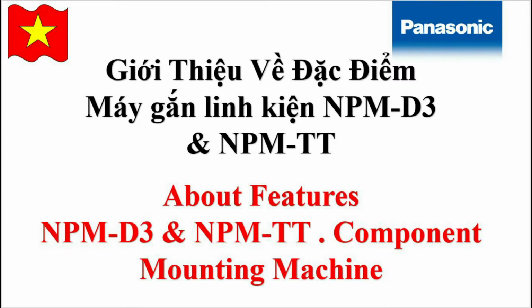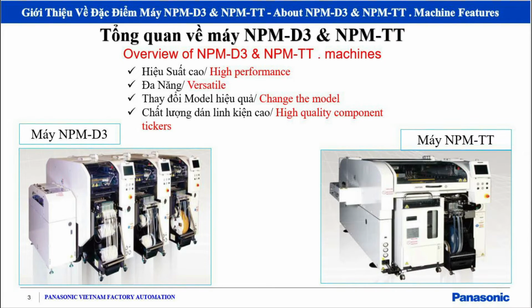And now we will come to part 1, giving an overview of the Panasonic mounter machines NPM-D3 and NPM-TT, and introducing the main parts of the machine. NPM machine overview: 1. High performance. 2. Versatile. 3. Easy model changes. 4. High quality component placement.